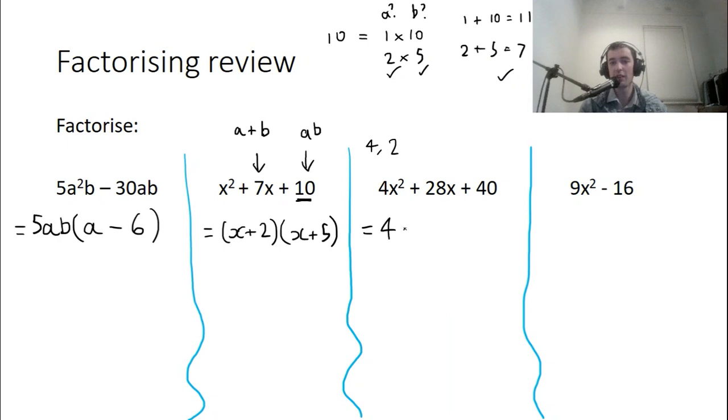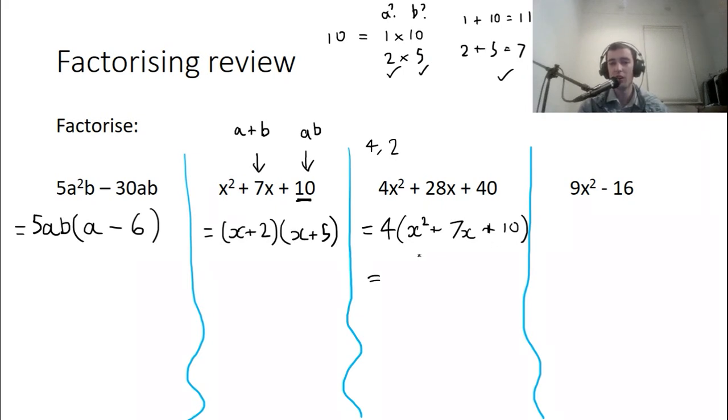That means we can write the highest common factor, 4, outside of here. And then we divide each term by 4 to work out what we have left in the brackets. So the first term you get x squared. The second term, I said 28 is 4 times 7, so that has to be 7x. And the last term, 40 is 4 times 10, so it's 10.